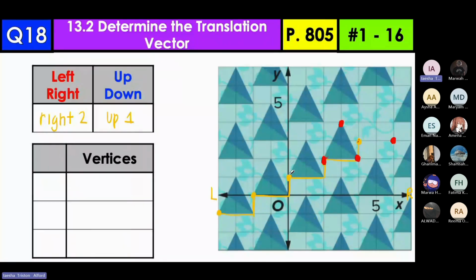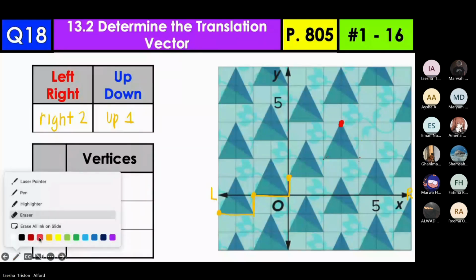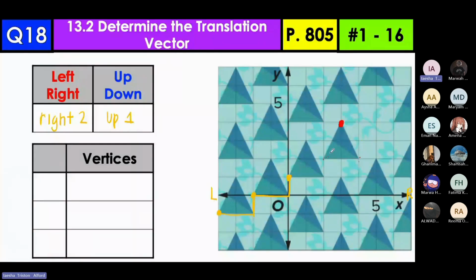Miss, how do I know which is the prime? The prime is the one that's missing, the new one. But I'm using the same pattern. Do you see the pattern of the picture? So it's the same pattern, repeat, repeat.